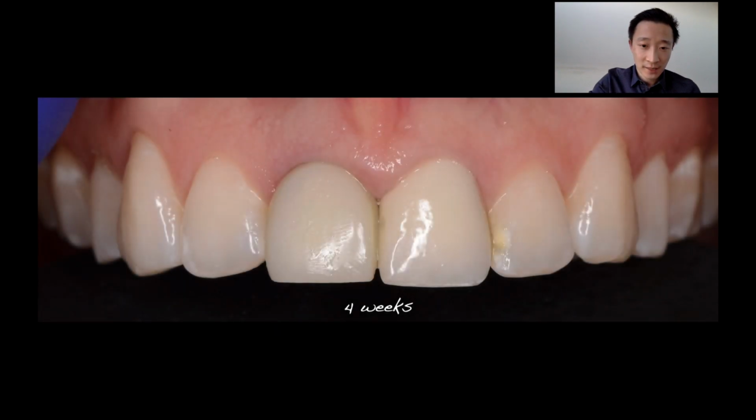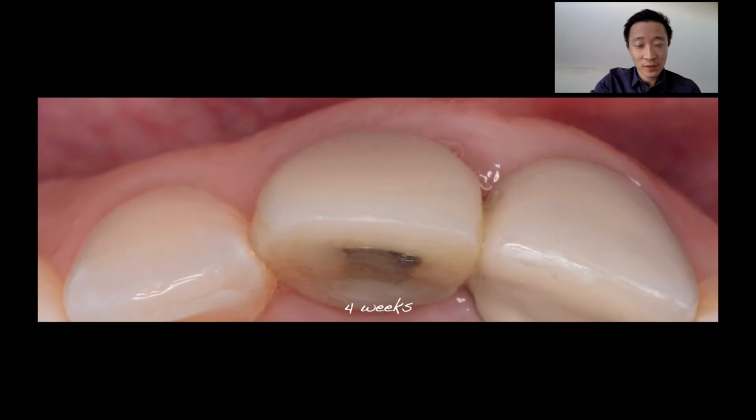So patient leaves that day, returns 4 weeks later. She did see Dr. Yoon, my colleague, to get the provisional touched up a bit. Obviously, he did a much better job with it than I did. And at this point, we honestly could have already taken the final impression, but we did want to wait a bit longer for healing and just for myself to see how these cases turn out.